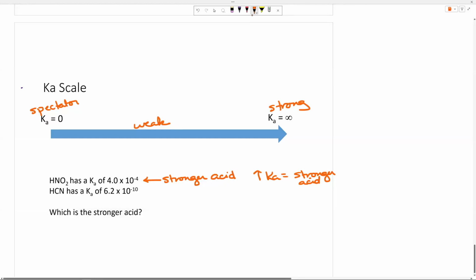Just like with the hydronium ion, we don't love these types of numbers. We'd rather work with whole numbers. So we do the pKa. We take the negative log, so that little lowercase p. So pKa equals negative log of the Ka. When I do that for these numbers, I find that the pKa for the nitrous acid is 3.4. This one's 9.2. So I can see that the lower pKa value is the stronger acid. All right, that was your super quick, hopefully, review of acids and bases.